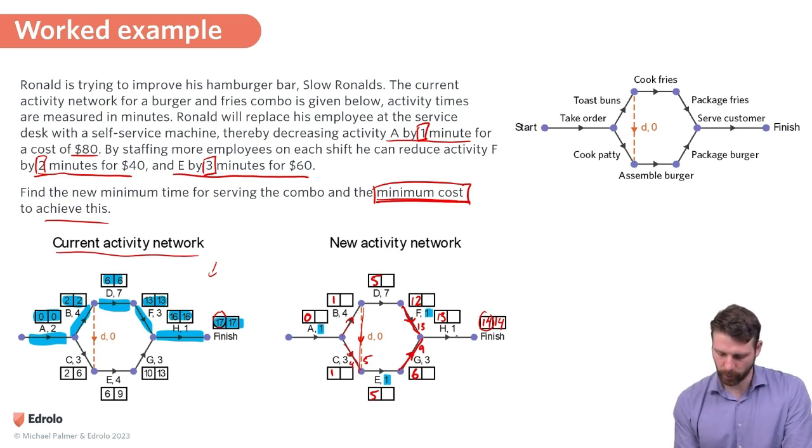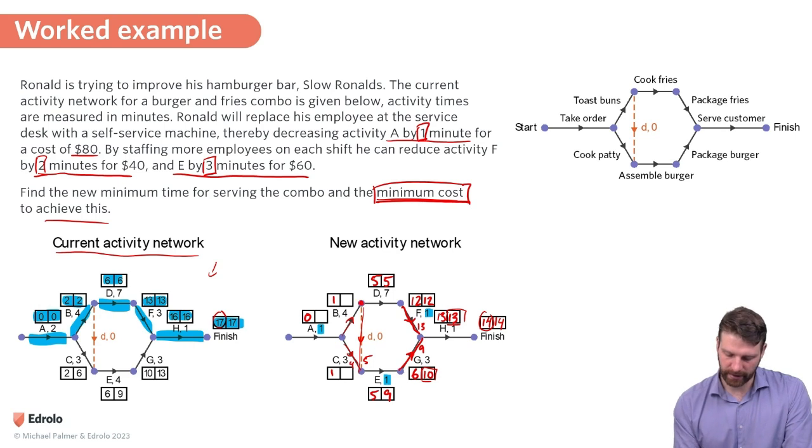Let's go backwards. So 14 minus 1 is going to be 13. And then 13 minus 1 is going to be 12 here for F. 13 minus 3 is going to give me a later start time of 10 for G. So looks like that path's going along the top for now. Okay, 10 minus 1 is going to give me a later start time of 9 for E. 12 minus 7 is going to give me 5 as a later start time for D.